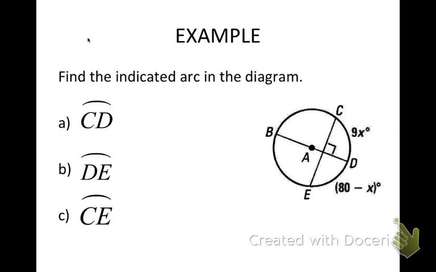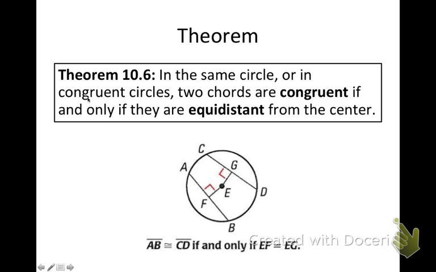All right, last theorem, theorem 10.6. In the same circle or in congruent circles, two chords are congruent if and only if they are equidistant, there's that fancy word again, from the center. Why not just say same distance? Or equal distance, because that's what it means. Why not just say that instead of this weird word? It's a few letters shorter than equal distance. Equidistant from the center. But it's easier to spell as well as say.